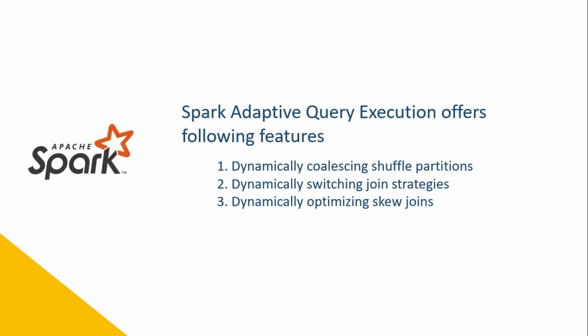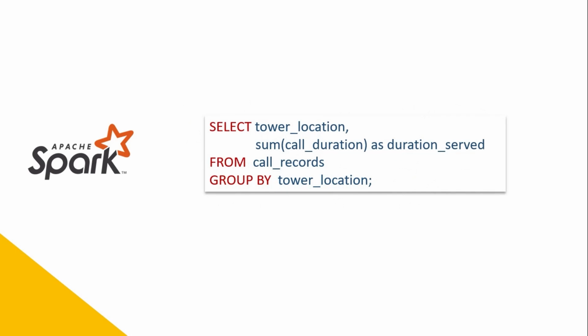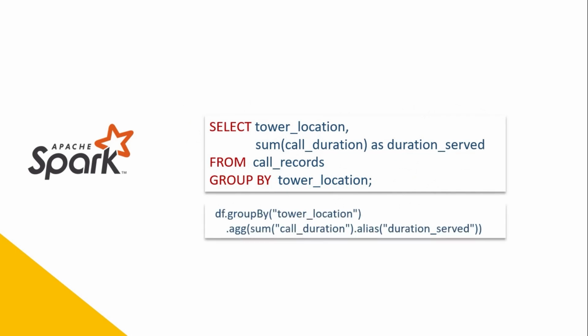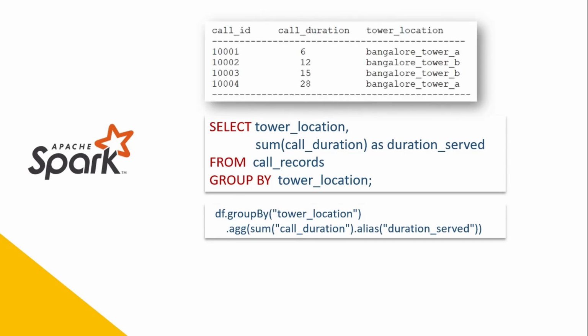Let's assume you are running a super simple group by query in your Spark code. Here it is. Or you might have written a data frame expression similar to the following. So what are we doing? I have a call records table. This table stores information about the cell phone calls made by different users. We record a lot of information in this table, but here is a simplified table structure.